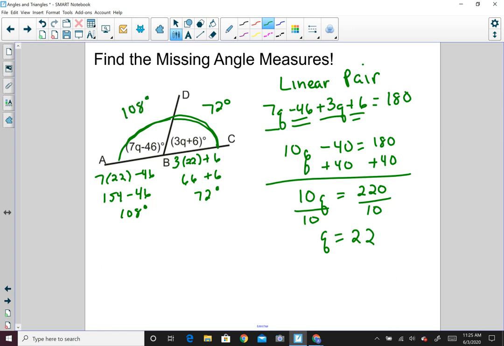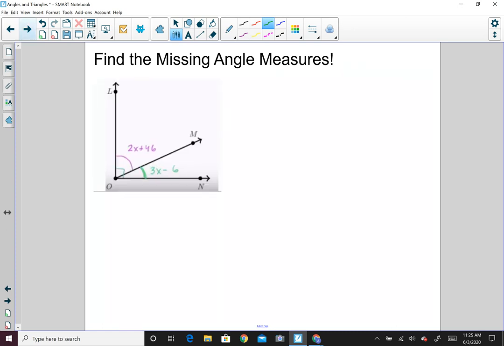So I started out not knowing really the measure of any angle, used my relationships, wrote an equation, solved it, and now I know both angles. Identifying the relationship is the first step you have to do and the most important. All right, let's look at this one. I see my tick mark here. That means 90 degrees. So these two angles make 90 degrees.